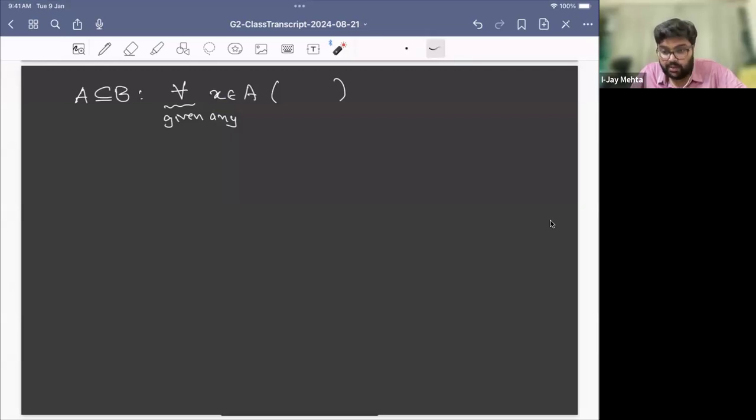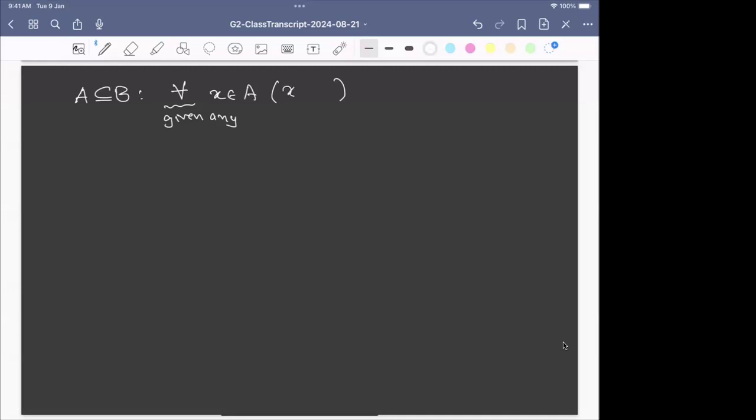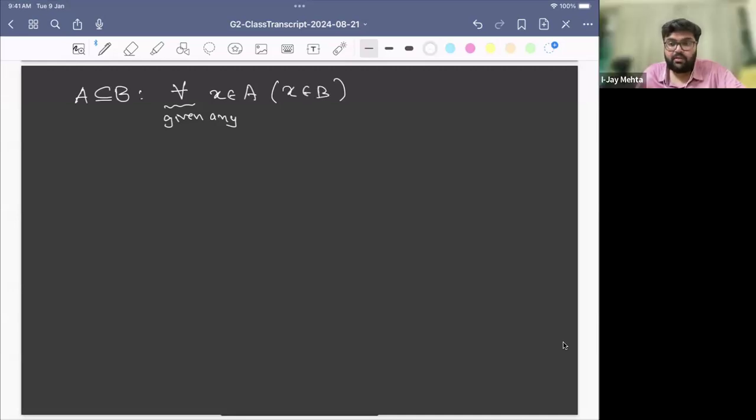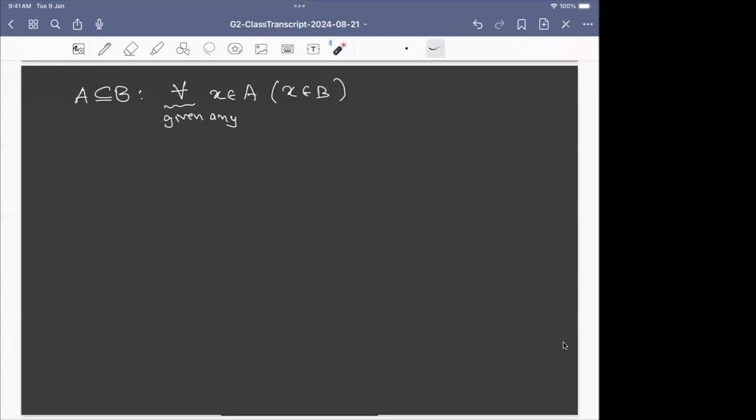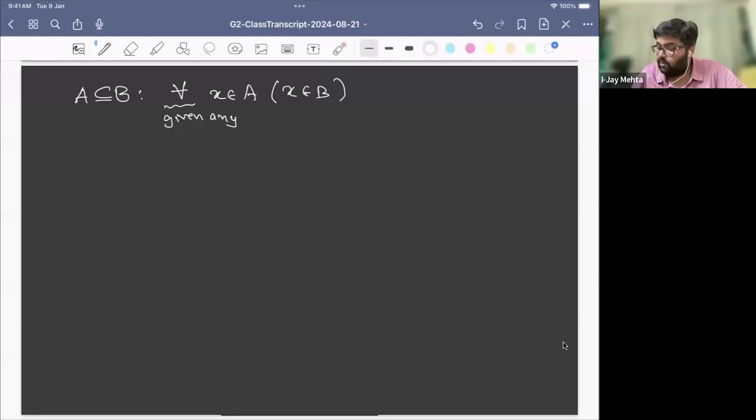Room number 3, Siddhi. Yes, answer quickly. Those who have clicked yes. x is in B. Yes, very good. Okay, x is in B, right? Sonali, is it clear? All the elements of A are in B. Given any x in A, x is in B. Simple. Is it fine, Sonali? Yes, sir. Okay, good. So, what is the negation?